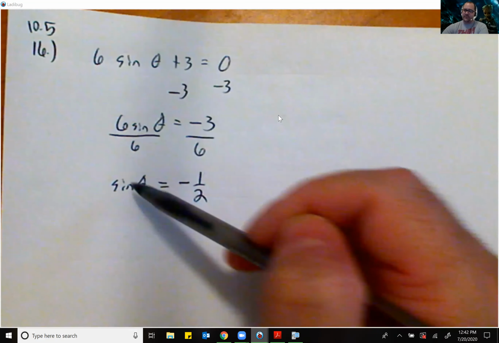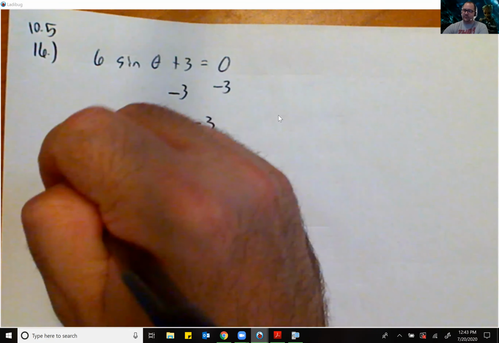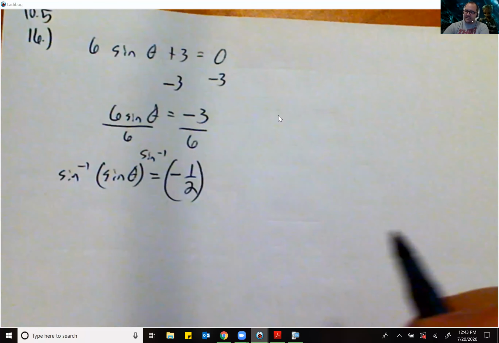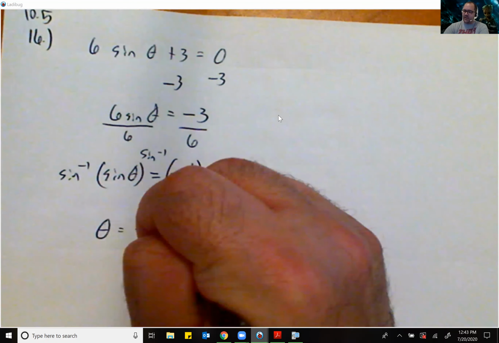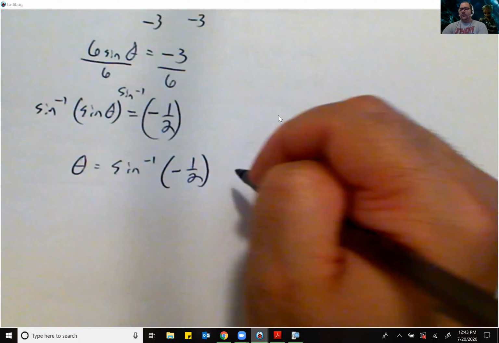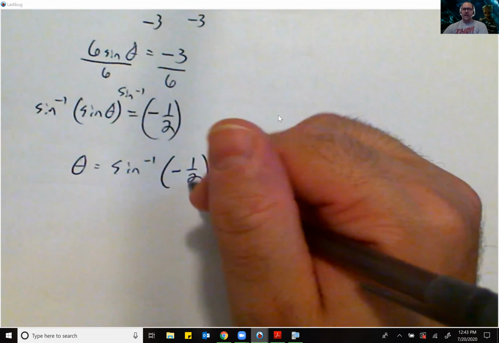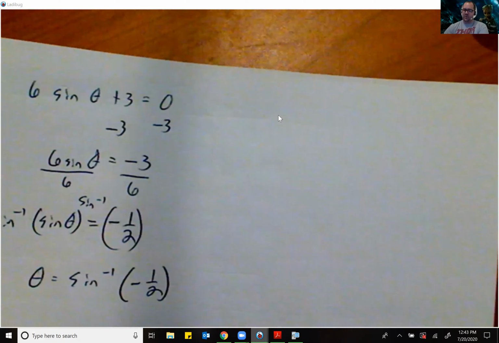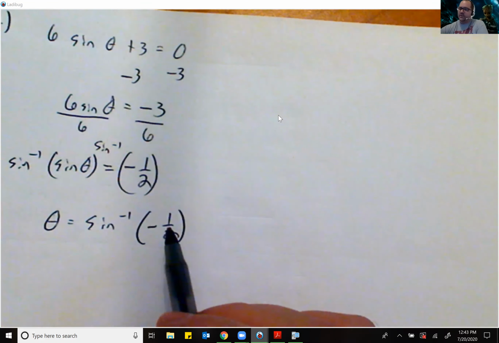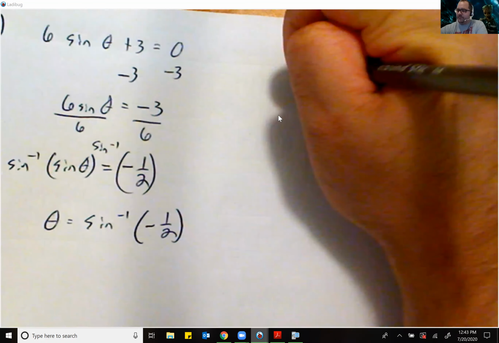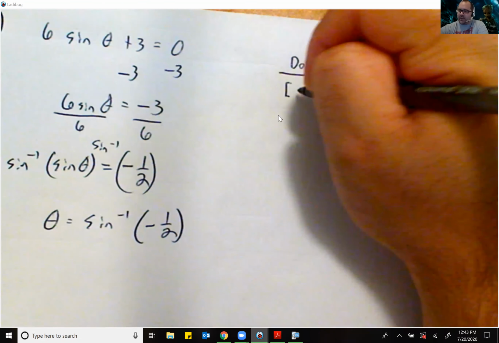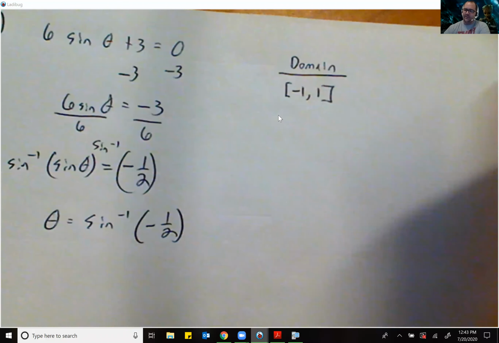So how do I get theta by itself? Sine inverse. Yes, you're right. We're going to take the inverse of both sides. So theta is equal to the inverse of sine at -1/2. So we need to know, when is sine -1/2? Well, first thing, is this in the domain? Because if this is not in the domain, then obviously this is a no solution. The domain of sine is -1 to 1, a lot like cosine. So this is definitely in that domain.